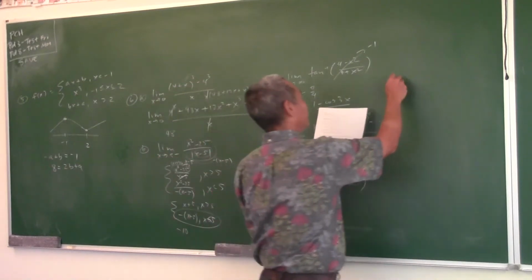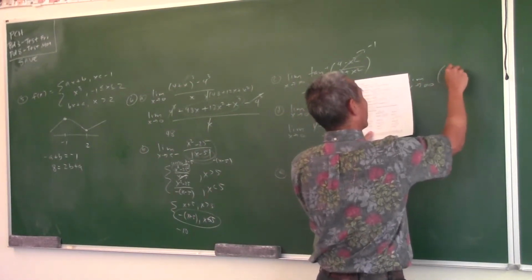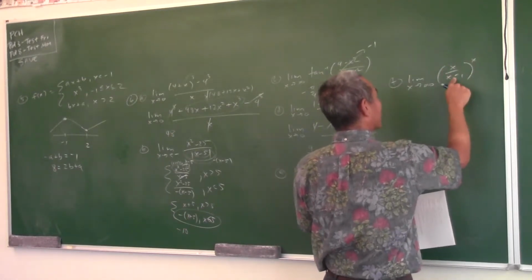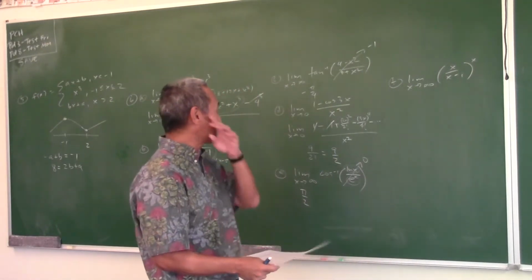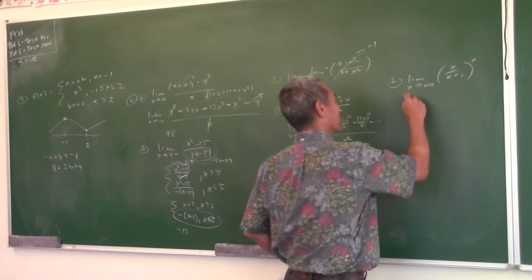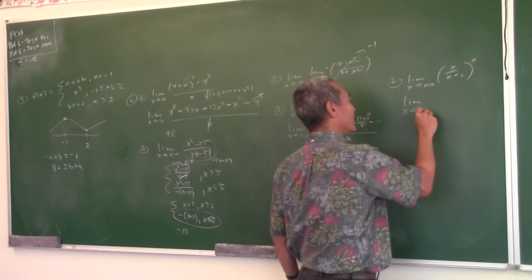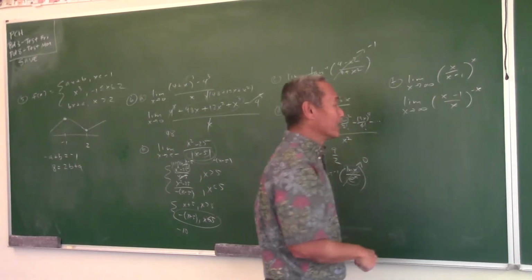F. Okay, so this goes to 1, but then that goes to infinity, so this is an indeterminate case. Anyway, you guys should recognize this one. This one has something to do with e. So the first thing you do is, make sure you put the negative in the exponent.